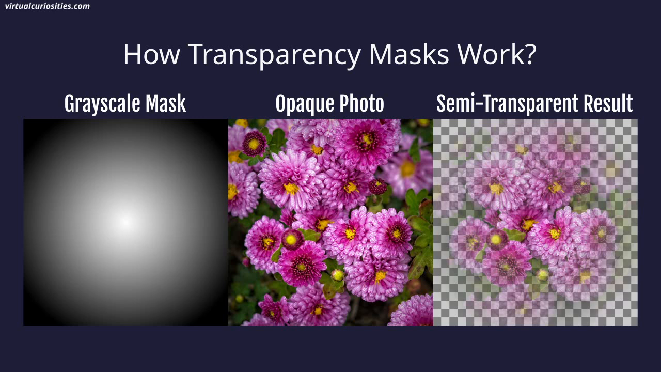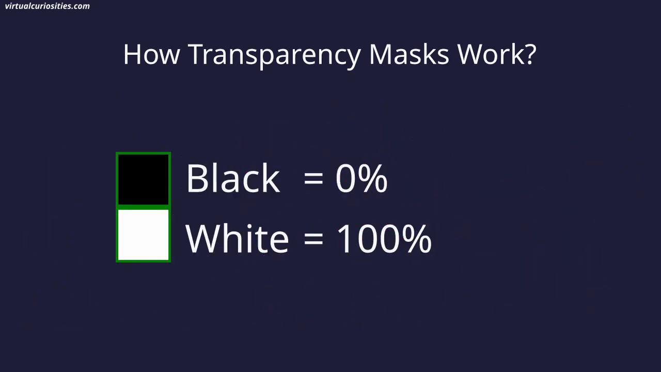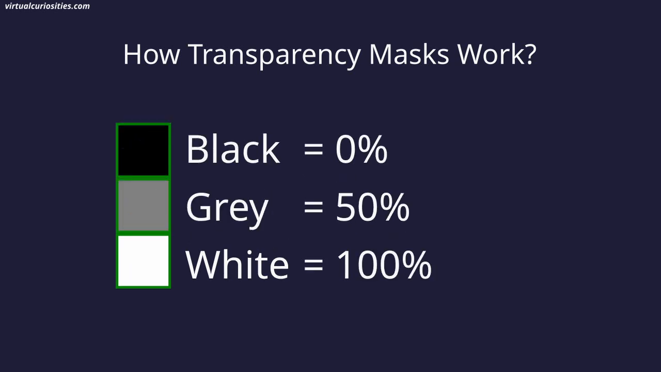Some people may find grayscale transparency masks to be a bit confusing, but it's actually very simple. The colors black and white are just ways to represent the numbers 0% and 100%. This means the same thing as 0 to 1. The gray color would be 50% or 0.5. In other words, don't think of the colors as being actual colors.